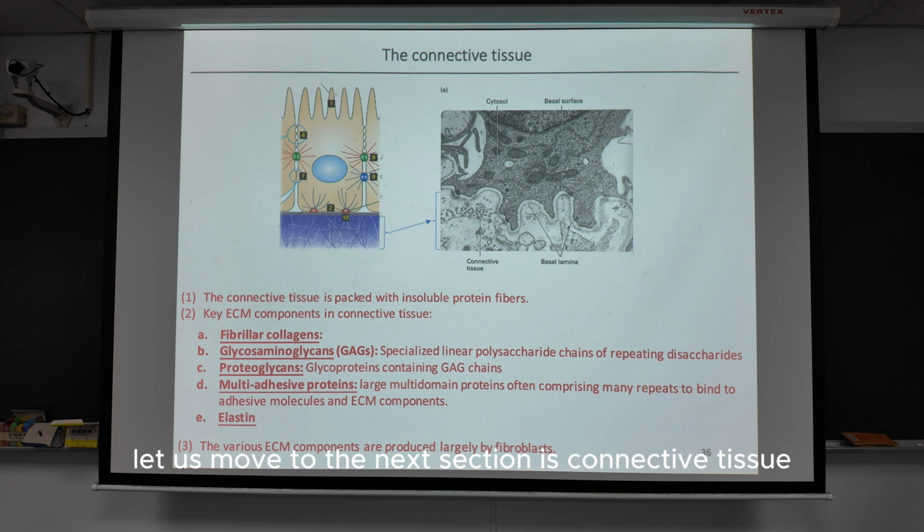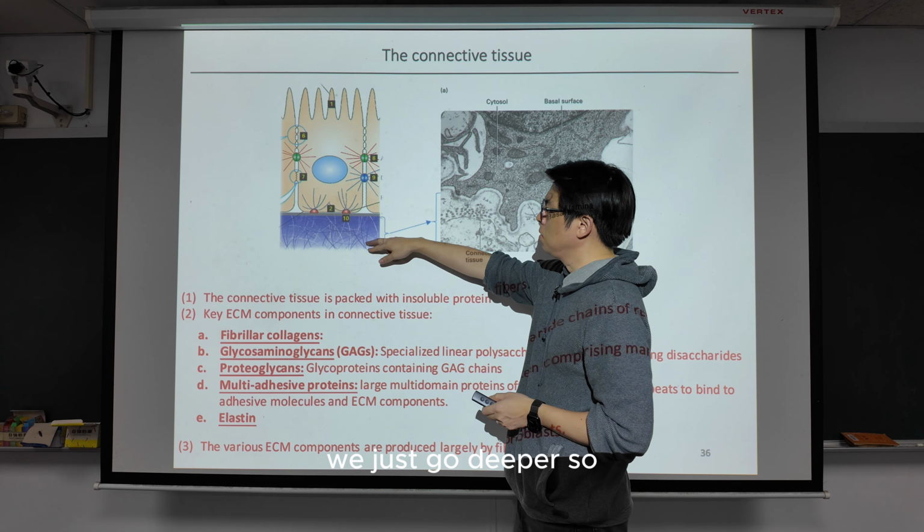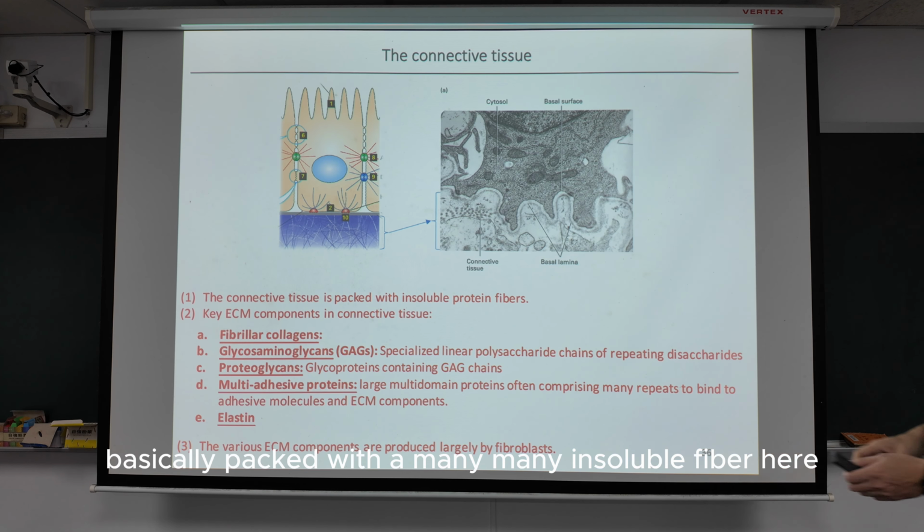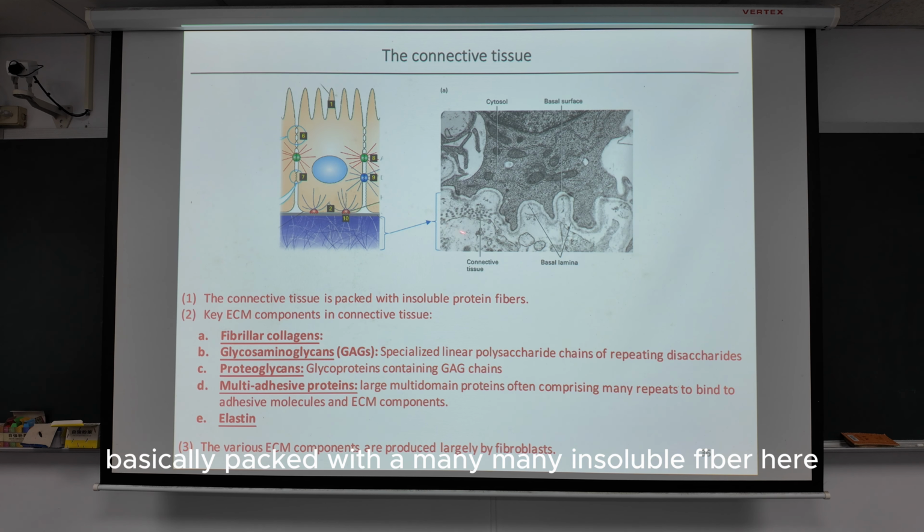Okay, let us move to the next section. It's connective tissue. Okay, so this is the basal lamina. We'll just go deeper. So this purple environment will be the connective tissue, basically packed with many insoluble fibers.